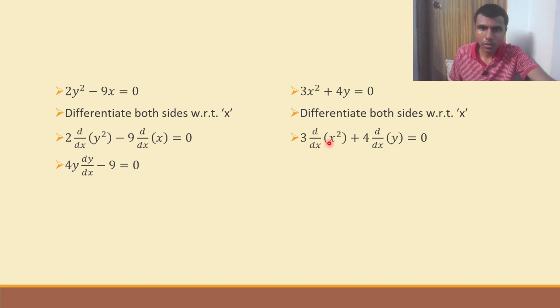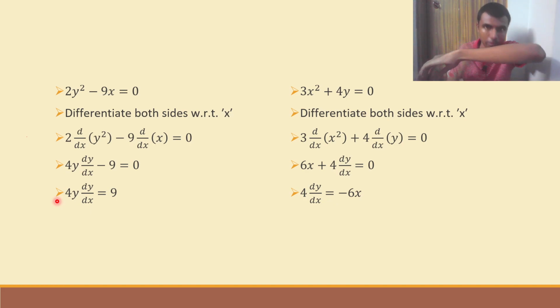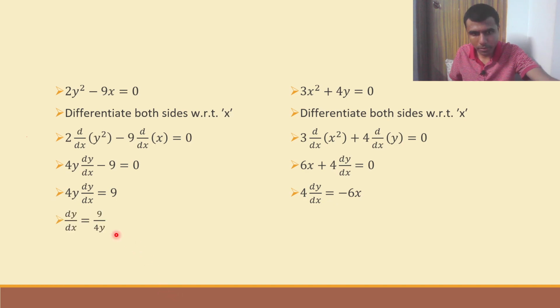Fine. Here also derivative of x square is 2x. So 3 into 2x is 6x. 6x plus 4, derivative of y is dy by dx. Now send this minus 9 to the RHS. So I get 4y dy by dx is 9. Now send this 6x to the RHS. So I get 4 dy by dx is equal to minus 6x. Now send this 4y to the RHS. So I get 9 by 4y. So dy by dx is 9 by 4y.